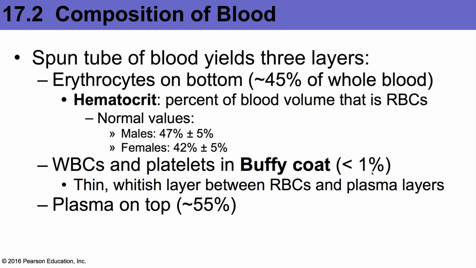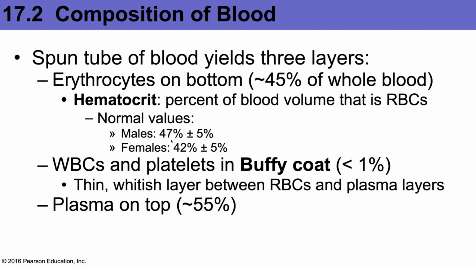This makes up less than 1%, and it's over here that we have our platelets and white blood cells. This term that you see over here, hematocrit, is just the percentage of red blood cells that we have in our blood volume. This value varies from males to females. In males, it's roughly 47% plus or minus 5, and in females, it's about 42% plus or minus 5.